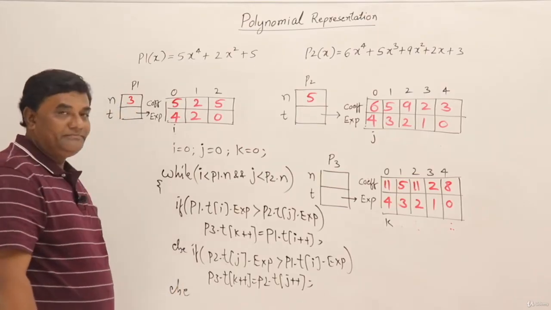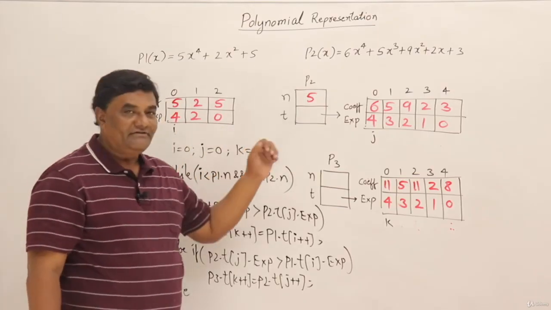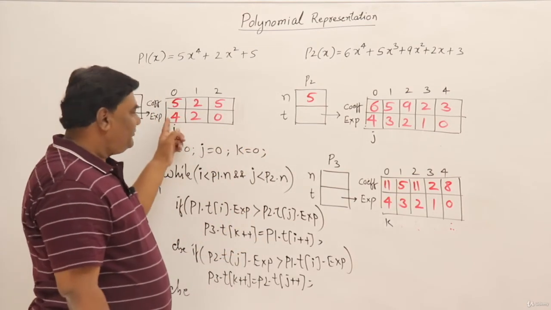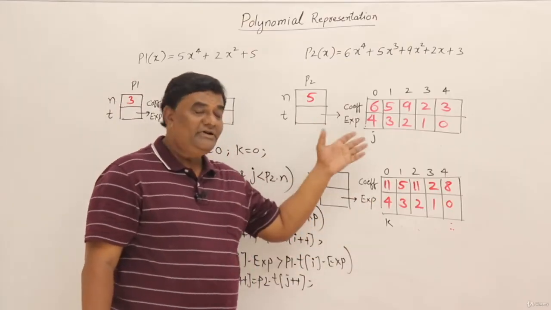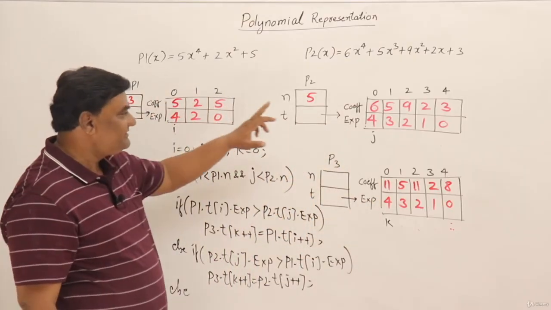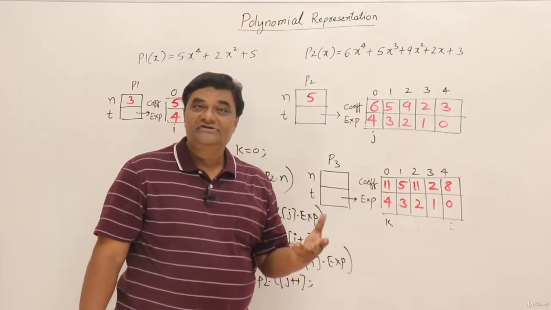Else, what should we do? In the final else, both are equal. Both are equal means the exponent should be taken as it is, but the coefficients must be added, like 5 plus 6 we were adding. So coefficients must be added.